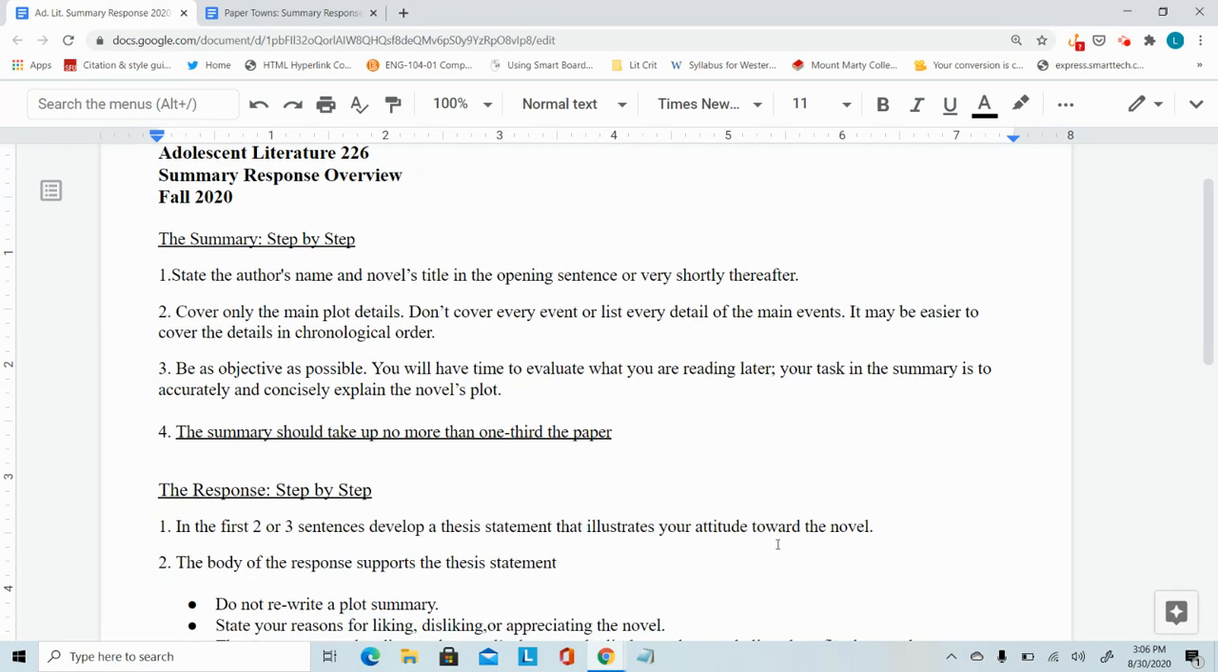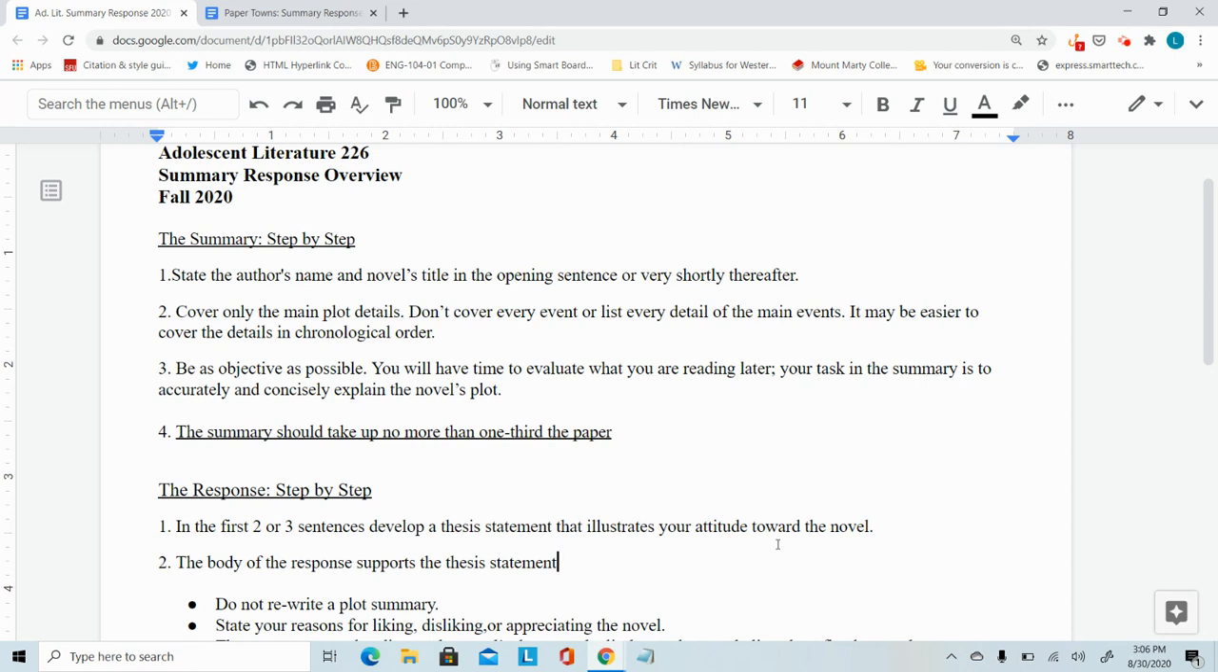So as you go through, the step-by-steps are fairly simple. The summary should state the author's name and the novel's title in the opening sentence or very shortly thereafter. Please don't go from what's called bed to bed writing. Don't try to cover everything that happened to every character in the summary. Take the biggest events. More than likely, it'll be easier to list them in chronological order, and that's it. This is a summary. It's not a retelling. It is just a summary.